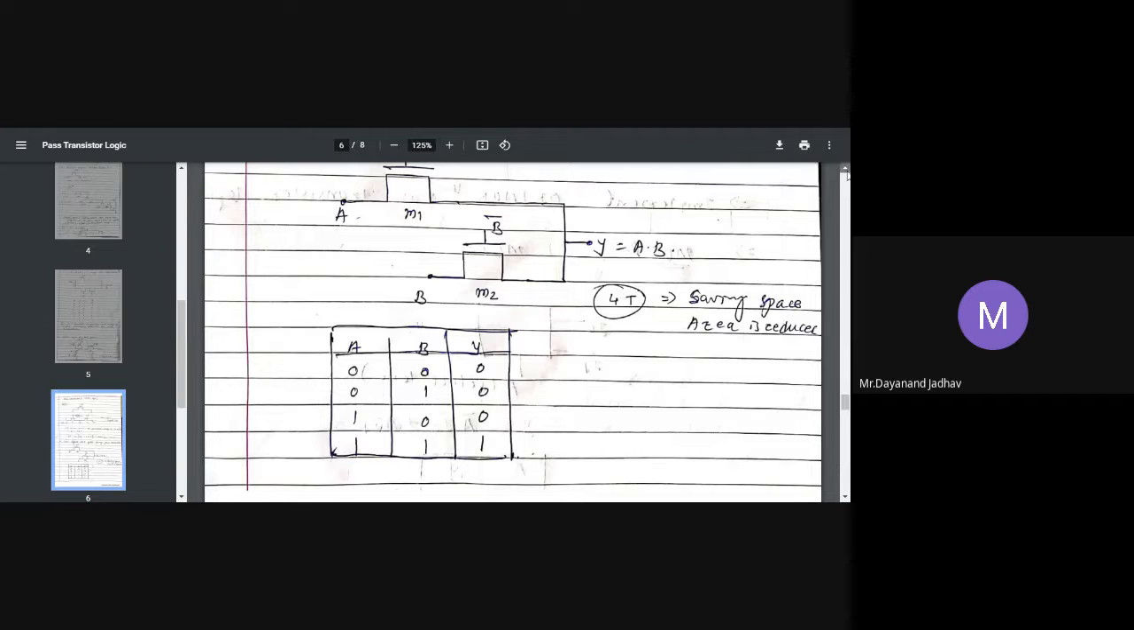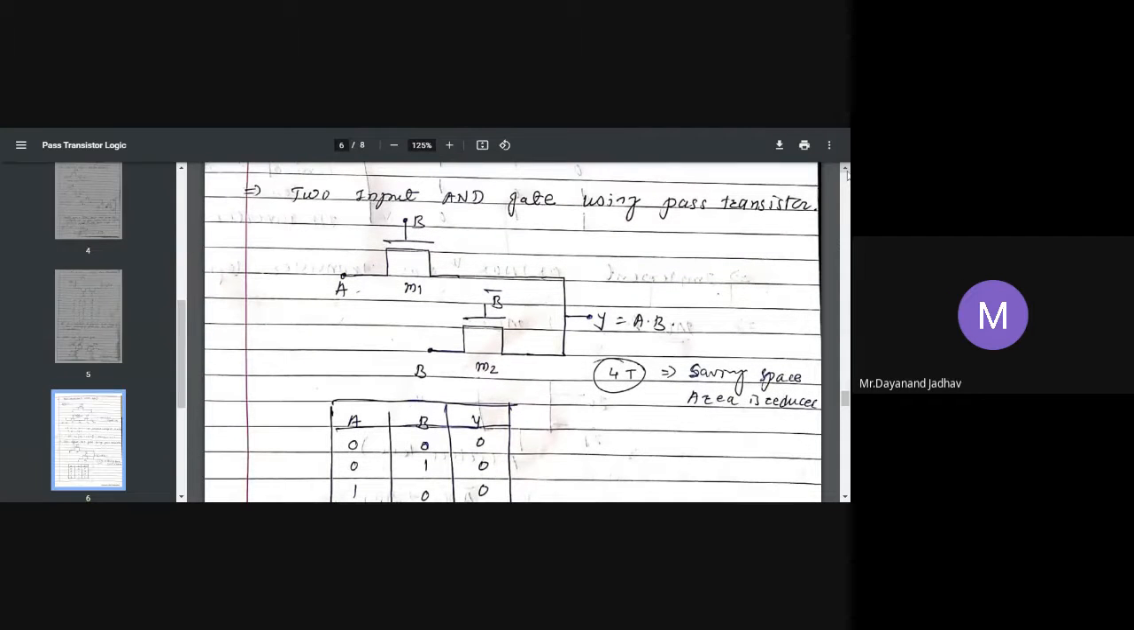When we consider the comparative study of the design by using static logic and by using pass transistor logic, see here, only two transistors are required to implement the AND gate. See here how it is. When we consider A and B, these are the gate logic. We have to think on it. A and B, these are the inputs.